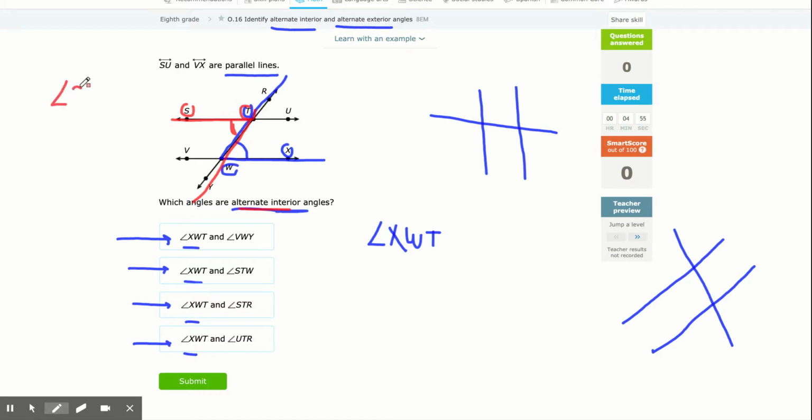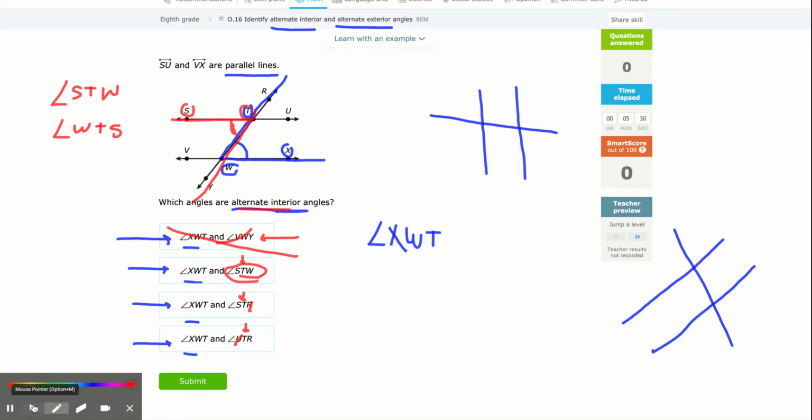Now, the next thing I need to emphasize is that the T must be in the middle, but the W and the S do not. They can be swapped. I mean, in other words, I could represent it as WTS or STW. So I'm going to come and look down here for one that has a T in the middle, right, which is these bottom 3. So this one's already negated. That's not the right answer. And then I need a W and an S. Well, this doesn't have the W. That R's wrong. U's wrong. Here's my W and my S. It doesn't matter that it's STW, but this XWT is an alternate interior angle to STW.